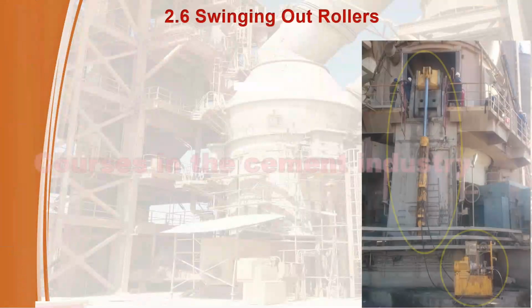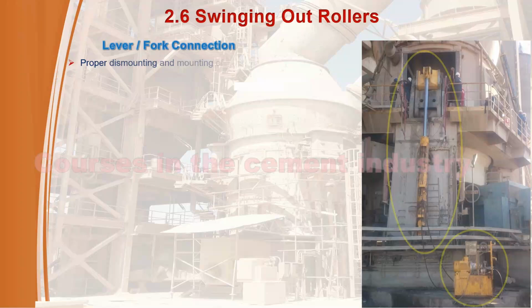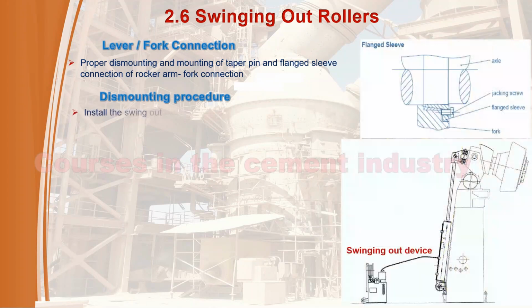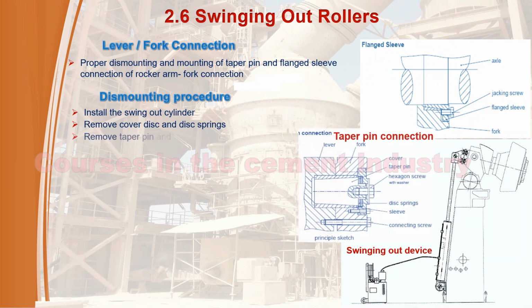Swinging out rollers. Lever and fork connection. Proper dismounting and mounting of taper pin and flanged sleeve connection of rocker arm fork connection. Dismounting procedure. 1. Install the swing out cylinder. 2. Remove cover disc and disc springs. 3. Remove taper pin and sleeve. 4. Remove connecting screw.